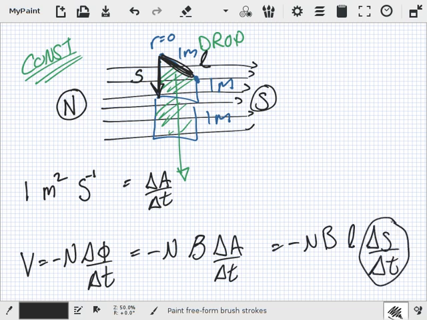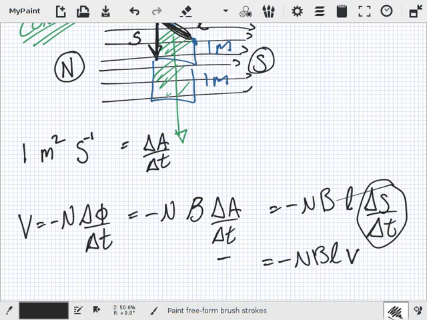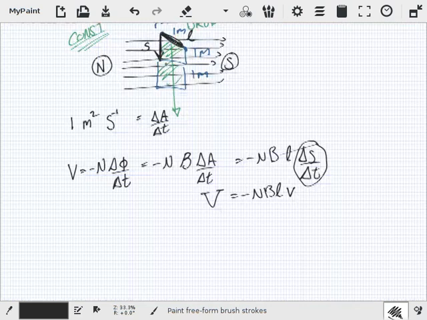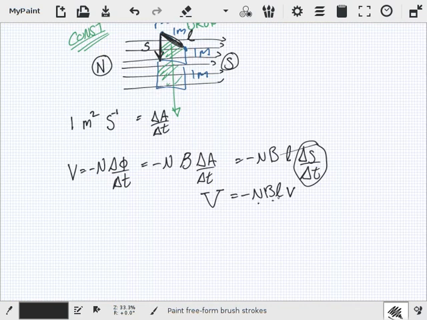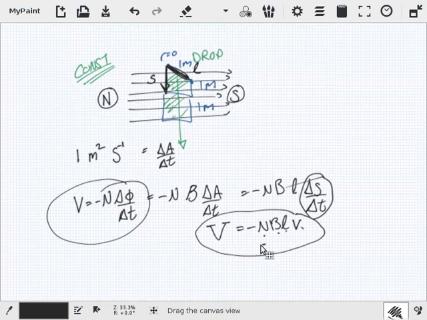But what's delta S over delta T equal to? Speed, yeah. It's how quickly it's falling. So we could write this formula as minus NBL times speed of how quickly it's falling. So we can say the voltage of this falling wire, or moving wire, is NBLV. Now this formula is in the formula book. I don't really use it. I prefer to stick with this one formula for both. But if you prefer it, you can use this one. It's what's in the formula book.